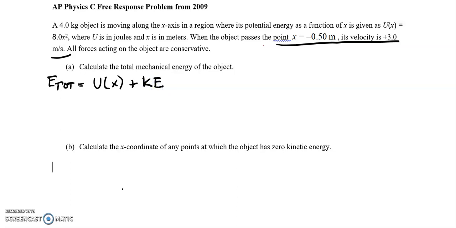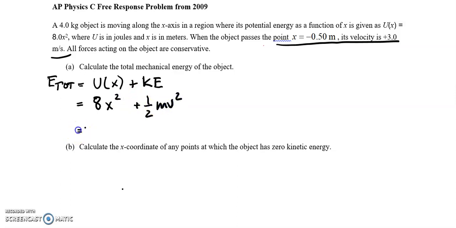So let's solve this problem for a point that we know information about. And since all forces are conservative, the total energy should be the same at any single point. So let's look at this point, x equals negative 0.5 meters and 3 meters per second. So E total we want to find, U of x, I know what my function for that is, 8x squared, and my KE equation is 1/2 mv squared.